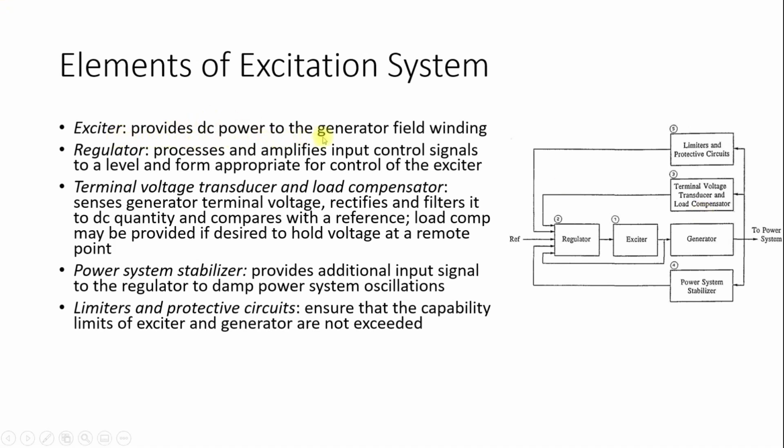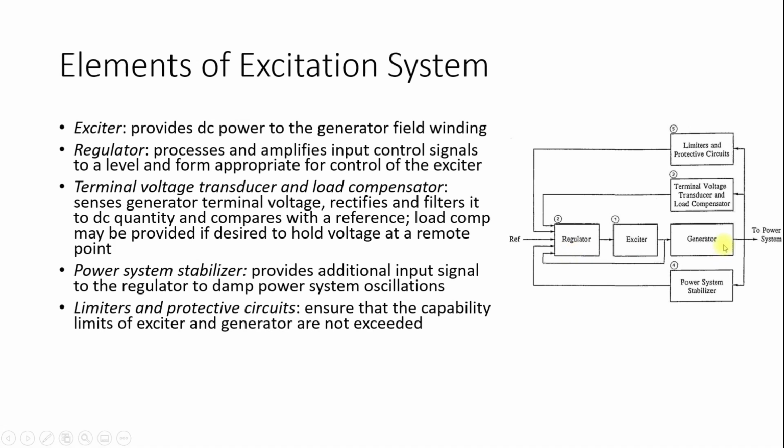The exciter provides DC power to the generator field winding. The regulator processes and amplifies the input control signal to a level and form appropriate for control of the exciter. As I told you, it is going to take the feedback and make sure that the value provided to the exciter is appropriate. So it should not be high or low, so it is going to continuously do the process. The terminal voltage transducer and load compensator senses the generator terminal voltage, because it is getting the feedback from the generator terminal voltage, rectifies and filters it to a DC quantity and compares it with the reference. Load compensator may be provided if desired to hold voltage at a remote point.